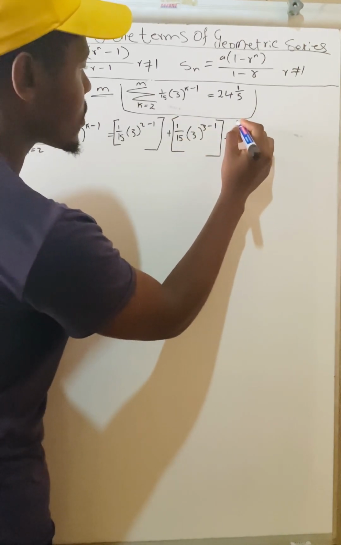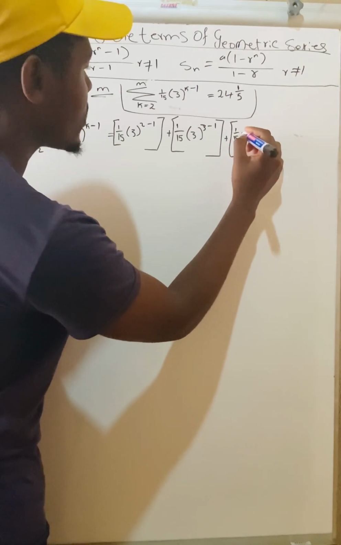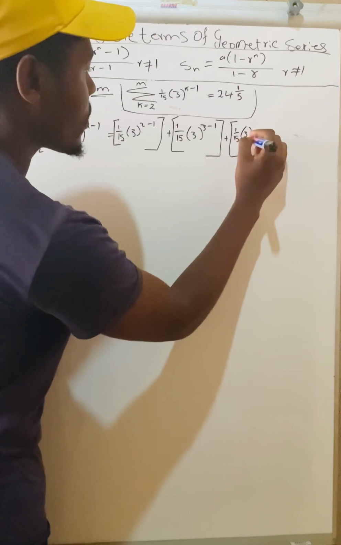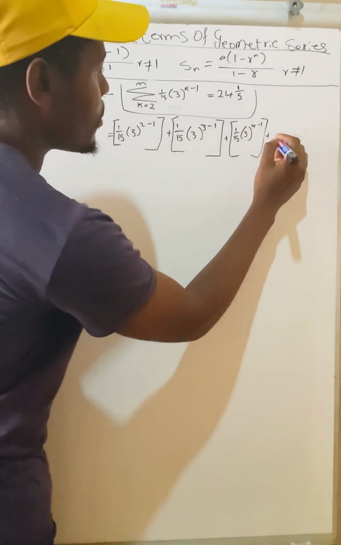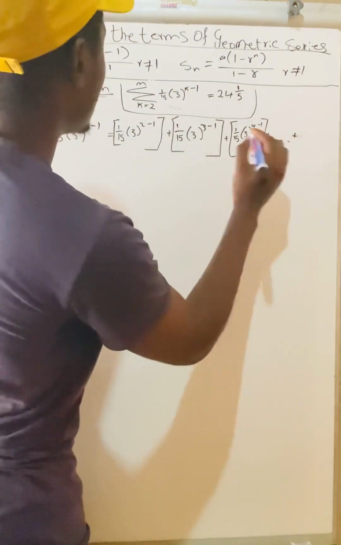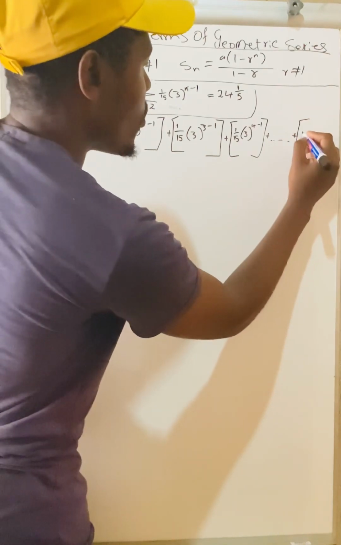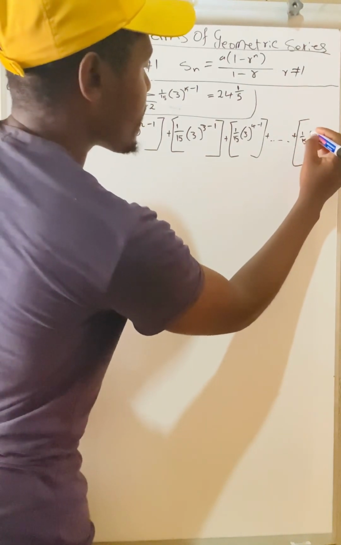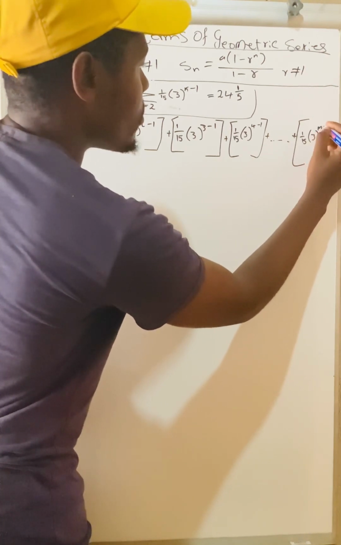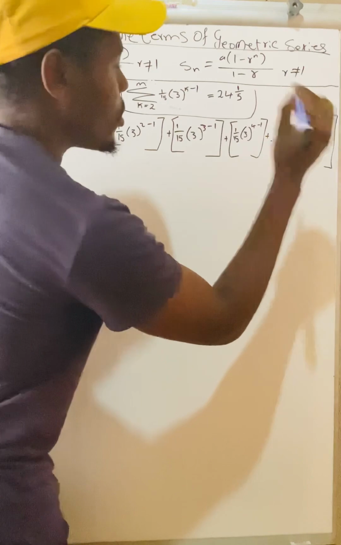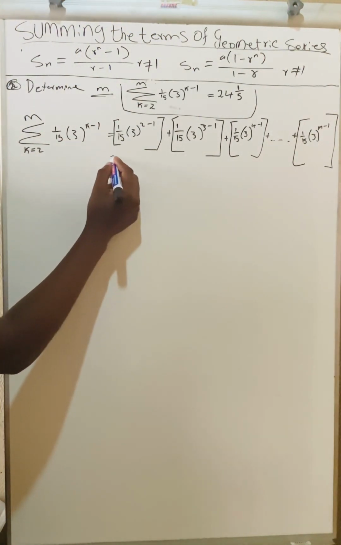Plus 1 over 1.5 into brackets 3 to the power 4 minus 1, plus and so on. Then plus, the last term is m, 1 over 1.5 into brackets 3 to the power m minus 1. Then close the brackets. Then from here, you just punch the calculator.